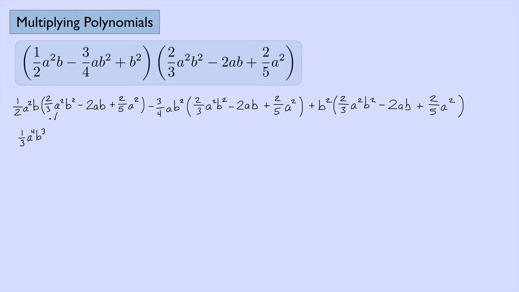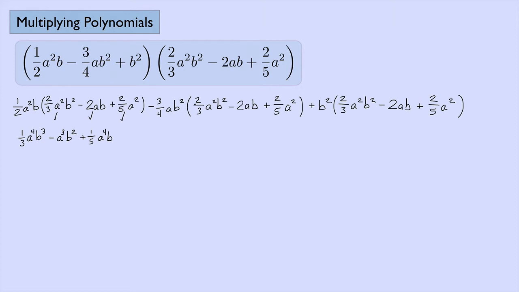Now I'm going to do 1/2 a squared b times this. Well, the 2's are going to cancel. So it's just going to be -1. And then I have an a squared and an a. That's an a cubed. And I have a b and a b. That's a b squared. Done with that. Now I have this one. The 2's again are going to cancel. And I'm going to have plus 1/5. And then I have an a squared and an a squared. That's a to the 4th. And then I have a b and nothing else. So just a b. Done with that.